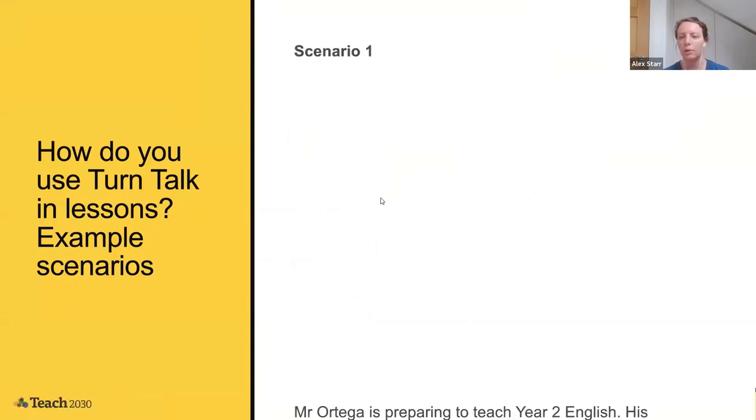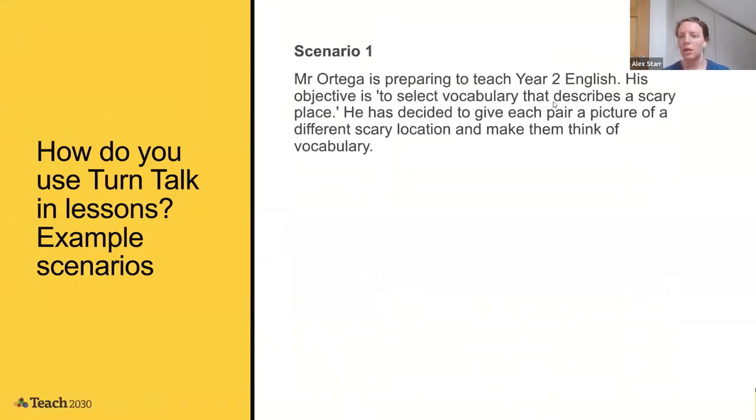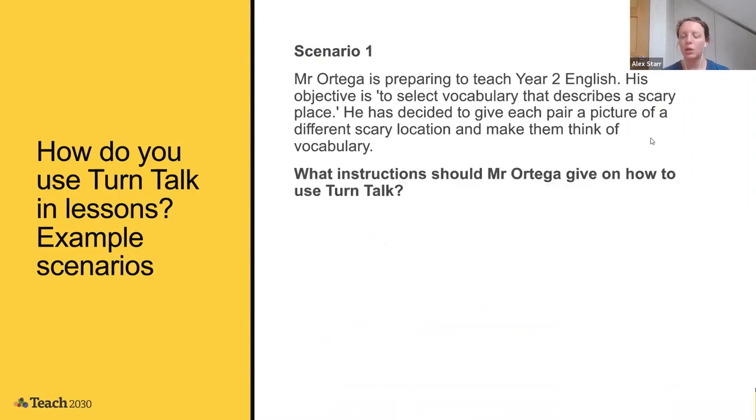So scenario 1. Mr. Ortega is preparing to teach Year 2 English. His objective is to select vocabulary that describes a scary place. He has decided to give each pair a picture of a different scary location, maybe a haunted house, maybe an abandoned building, and make them think of vocabulary. What instruction should Mr. Ortega give on how to use turn and talk?